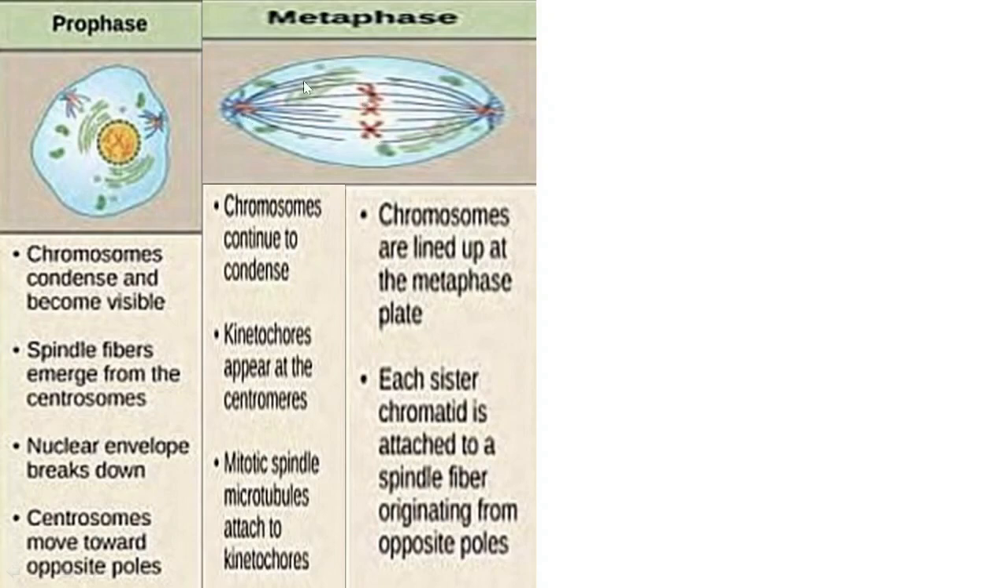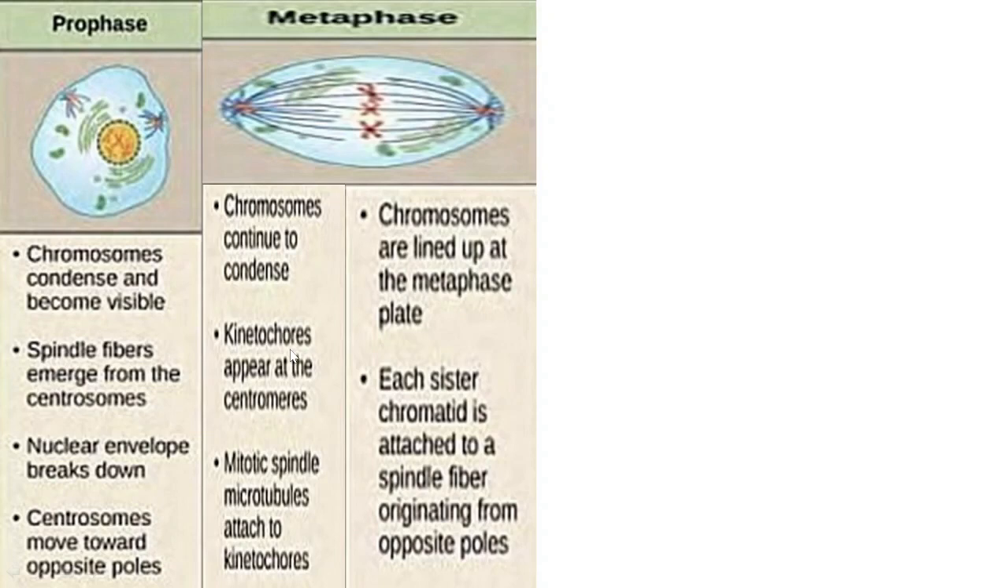And the centrosomes have given out the spindle fibers. These are protein fiber-like structures. In the case of plant cells where centrosomes are absent, such spindle fibers will appear directly from the cytoplasm. And these spindle fibers, one end is joined with the centrosome, the other end is joined with the centromere of the chromosomes. So chromosomes continue to condense in metaphase.